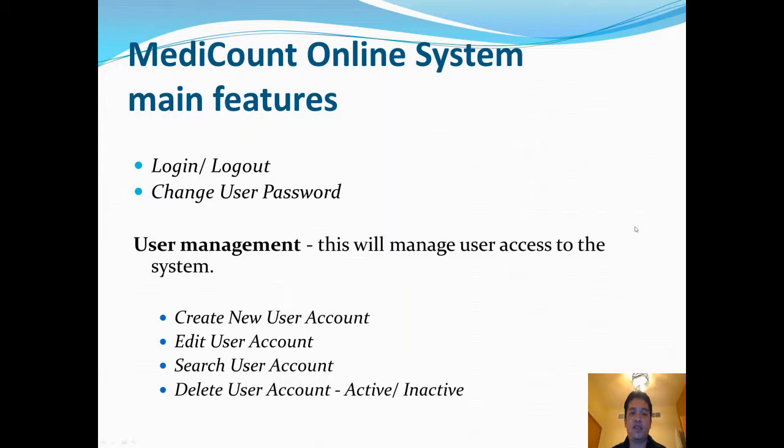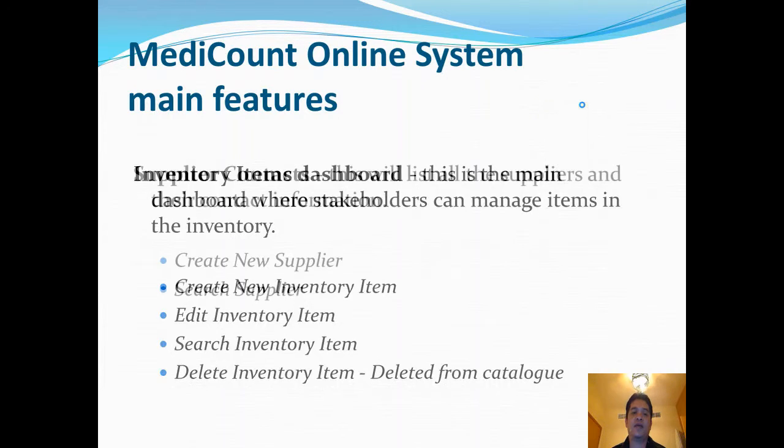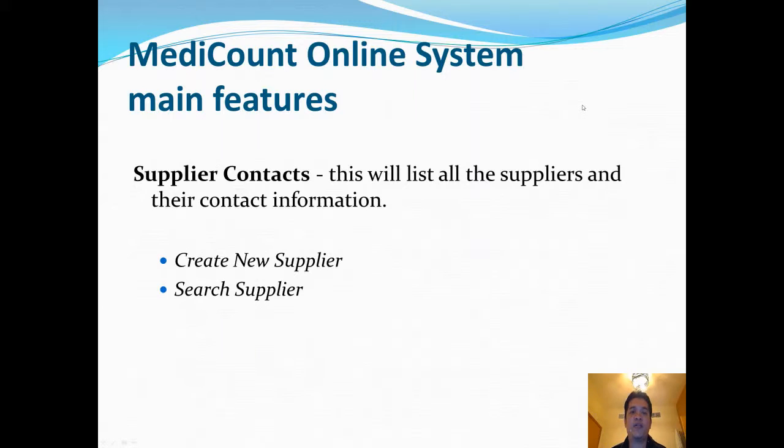First, we start with the login screen, and we also allow the user to change the user password. We have here the user management module. This will manage user access to the system. Next, we have the inventory items dashboard. This is the main dashboard where stakeholders can manage items in the inventory. Next, we have the supplier contacts. This will list all the suppliers and their contact information.